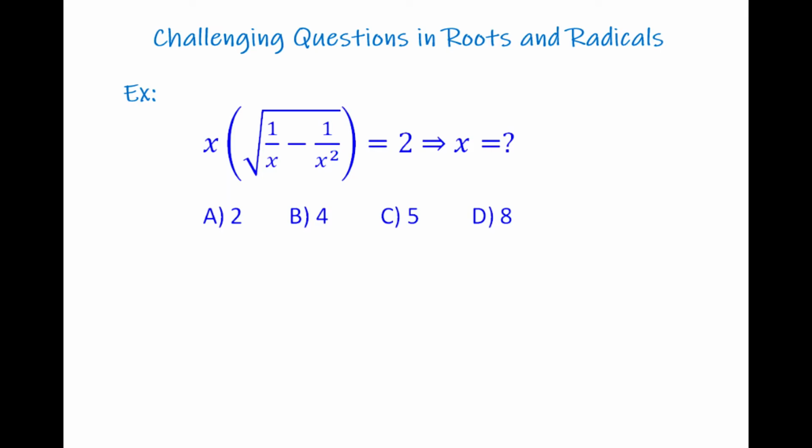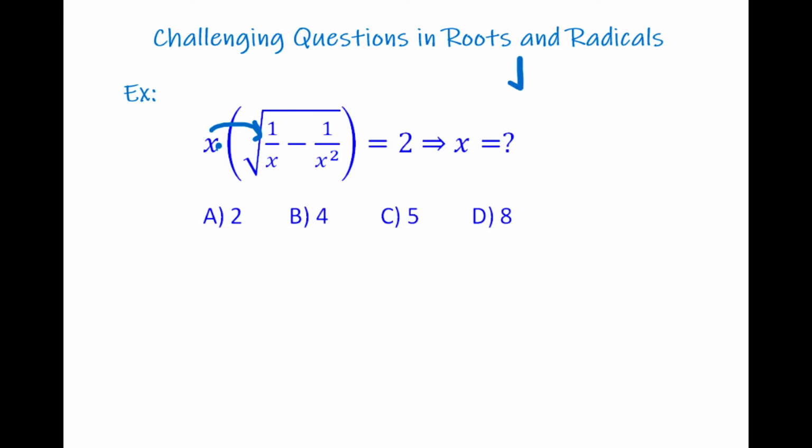Our next question is x times, in the parentheses, square root of 1 divided by x minus 1 divided by x squared. And if this is equal to 2, then what is the value of x? Here, guys, what I'm going to do is put x inside of the root. And how can we put this x inside of the root?